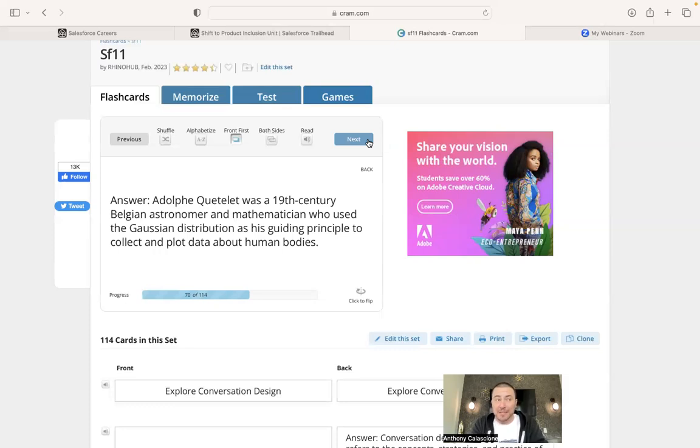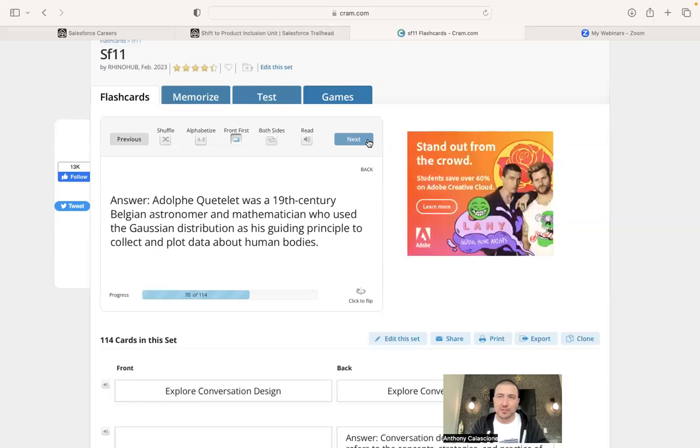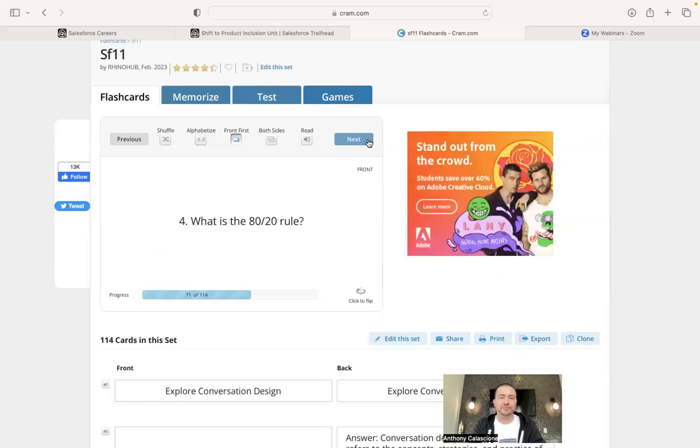For some people, it might be easier to press read because maybe you're out and about and you just want to listen to something. So know your style, but in knowing your style, don't confuse or mask being lazy with a style choice. What is the 80-20 rule?